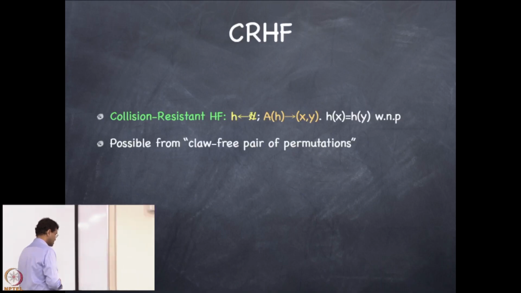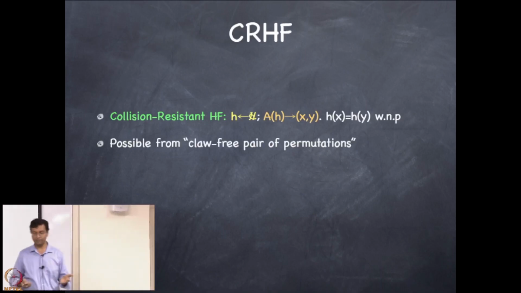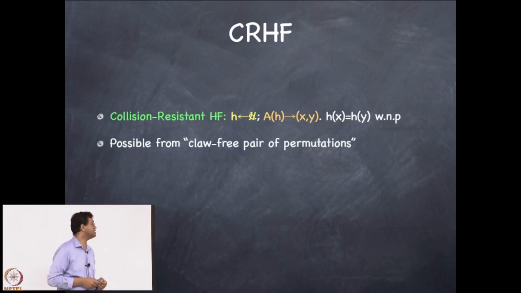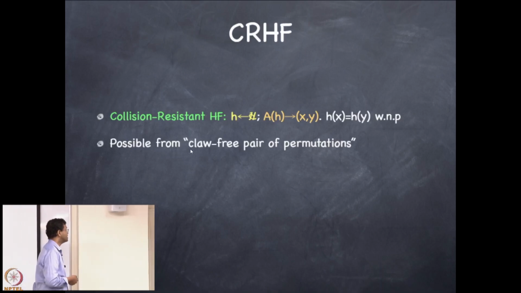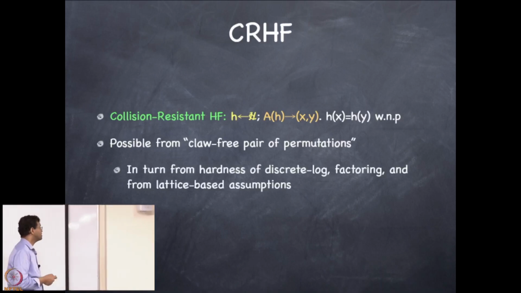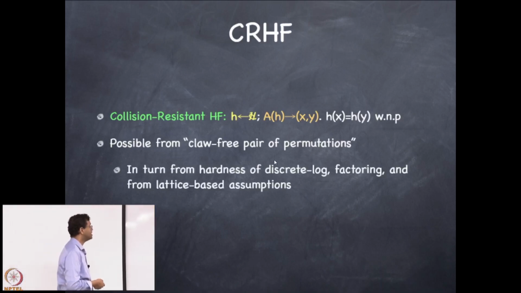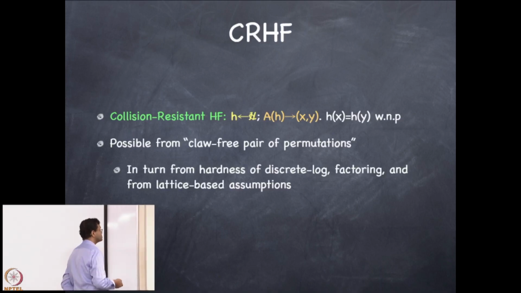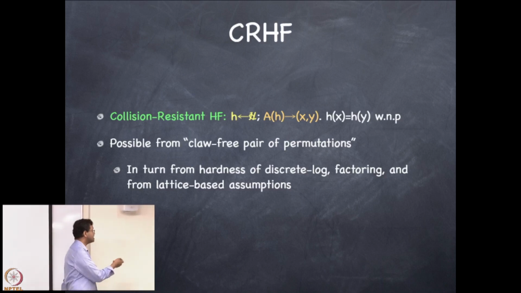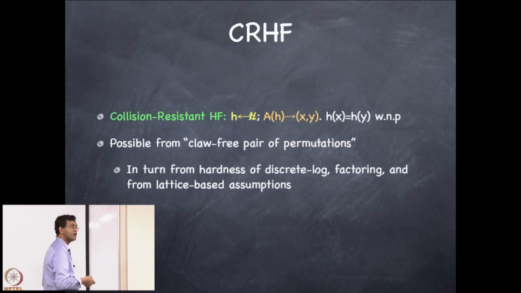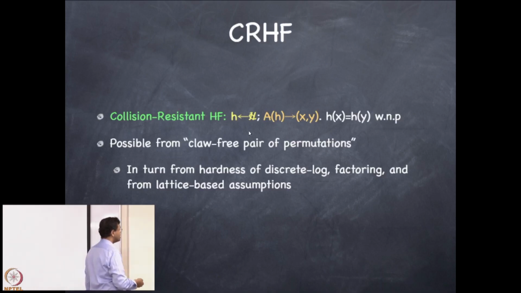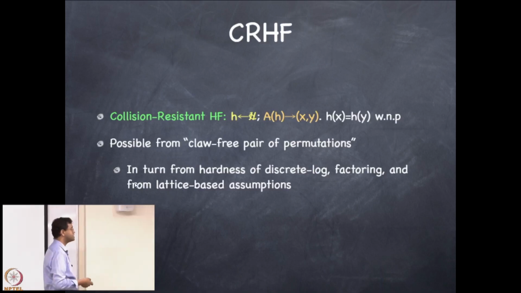What do we know about constructing them? Well, we know we need computational hardness assumptions. Theoretically, they can be built from a few different assumptions, but one way of building them is from what I call claw-free pairs of permutations. It doesn't matter what they are. The important thing is that in turn they can be based on hardness of a variety of problems. So discrete log that we talked about. We will see actually a CRHF based on discrete log. Or factoring, so hardness of factoring, and some hard problems from something called lattice-based cryptography.